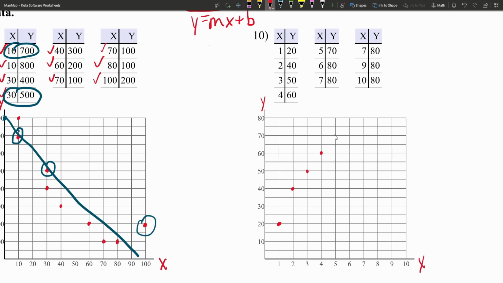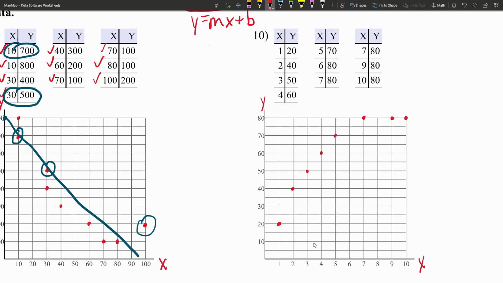570. 780. And then we have another 780, so there's actually 2 points here. 980 falls here, and then 1080 here.